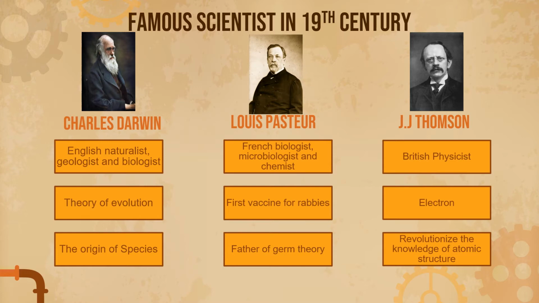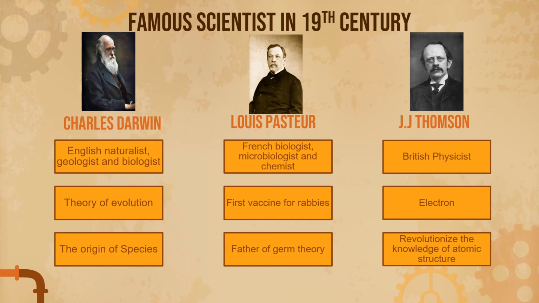Next is Louis Pasteur. Louis Pasteur was a French biologist, microbiologist, and chemist. He is famous for his discovery of the first vaccine for rabies. He produced the vaccine for rabies by attenuating the virus in rabbits and subsequently harvesting it from their spinal cord. Apart from that, he also discovered microbial fermentation and pasteurization. Due to his discovery, he is also known as the father of germ theory.